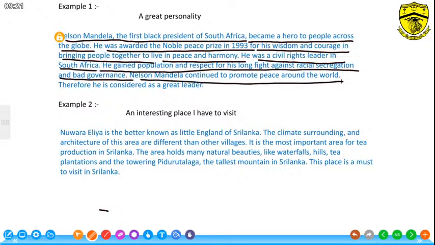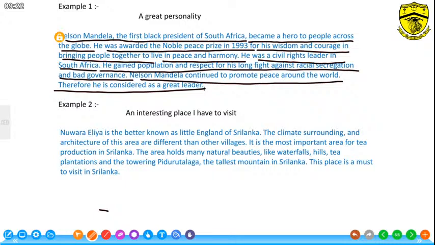So all these sentences are the supportive sentences to describe his work, and therefore he is considered a great leader in the world. So this is the concluding idea. Why did he look like a hero or a great personality or great leader? So this is the descriptive paragraph about a great personality, about Nelson Mandela.